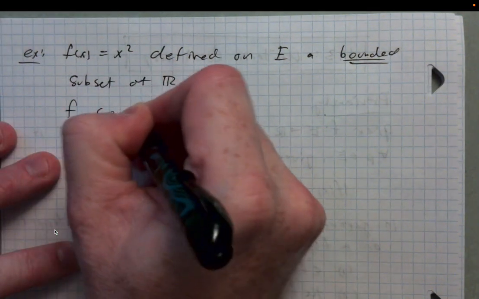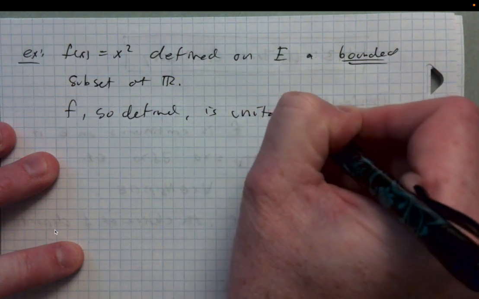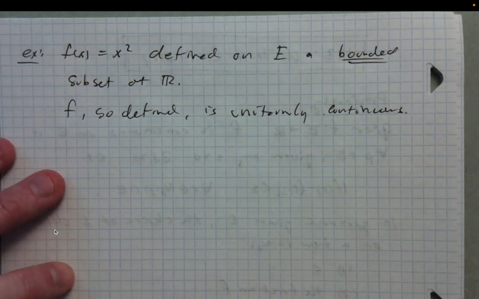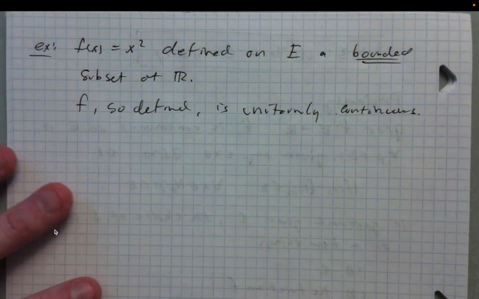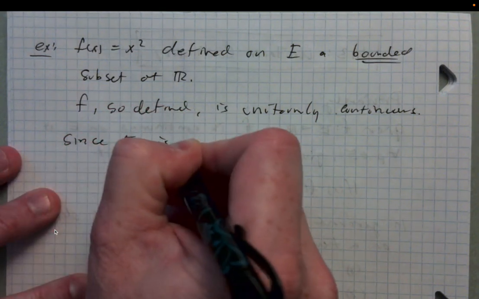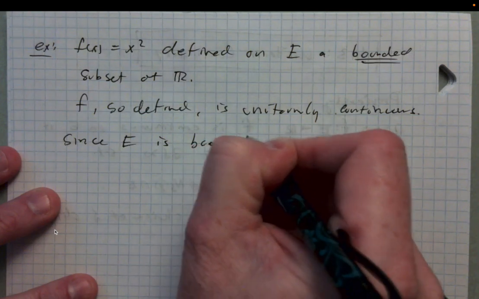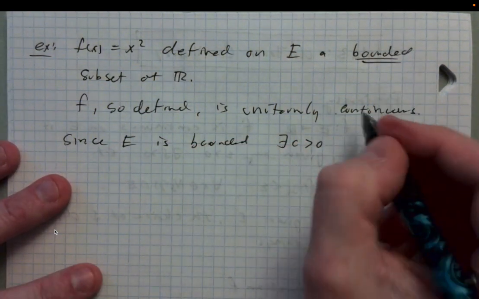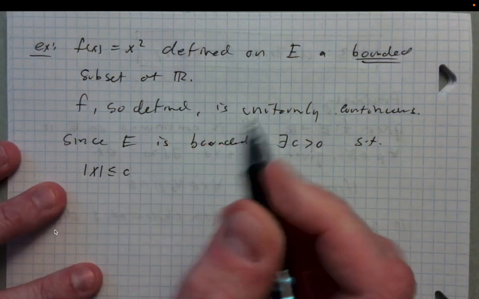F, so defined, is uniformly continuous. Here's how you can demonstrate this, and here's how a lot of these work. This is a good example to start with. Since E is bounded, the domain is bounded, there's going to exist some positive number C such that the absolute value of x is less than or equal to C for all x in E.